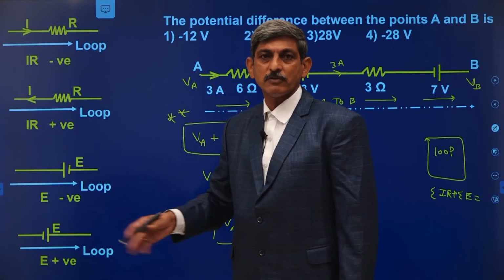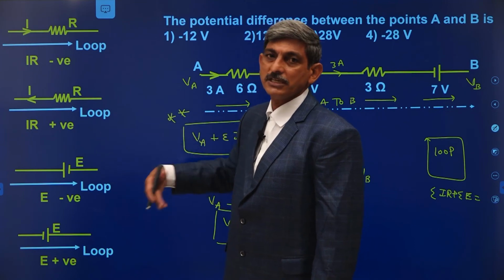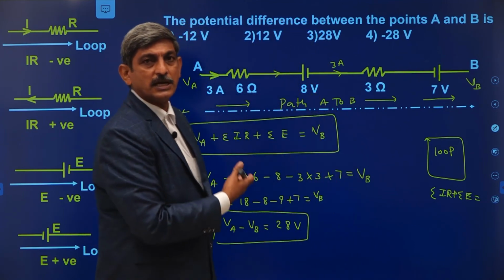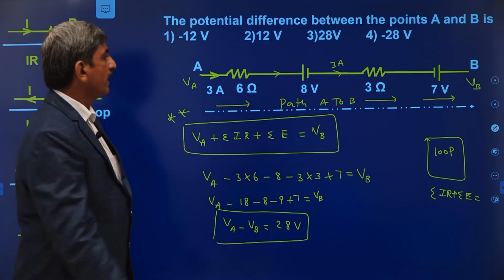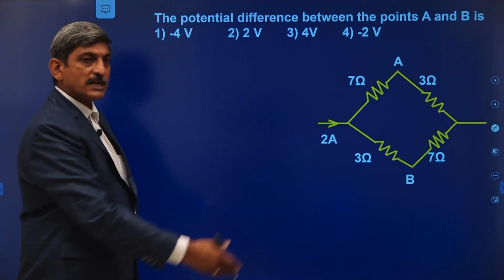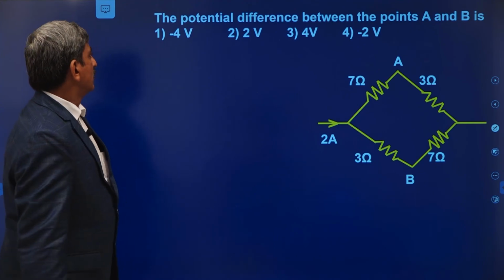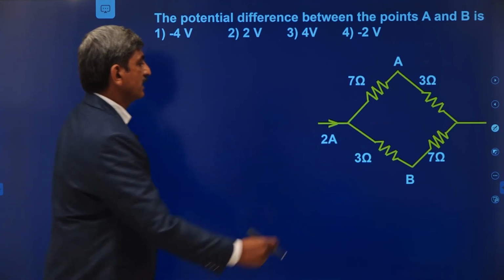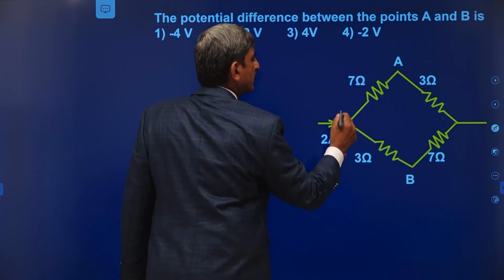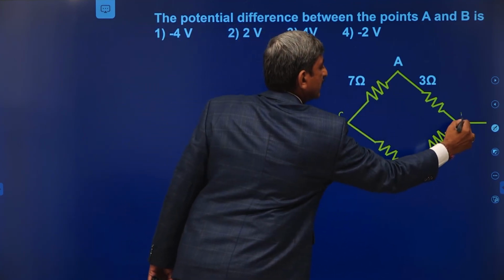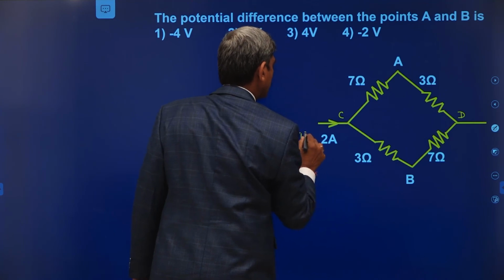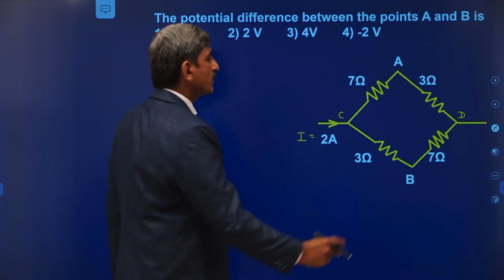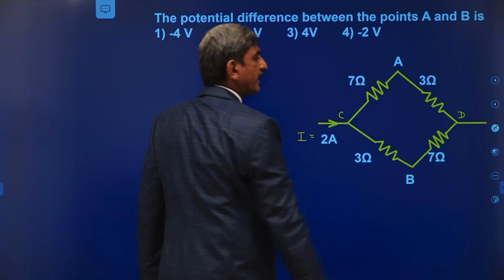Whatever the problem we are solving, we are using the same 4 rules for calculating the IR drops and EMF sign. And I'm going to explain the last one. The potential difference between the points A and B is dash. This is point A, this is point B. Let it be marked as C, let it be marked as D. Let the total current I be equal to 2 amperes. We want to find the potential difference between the points A and B.